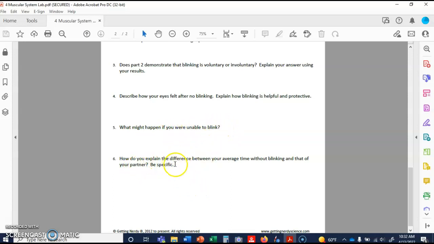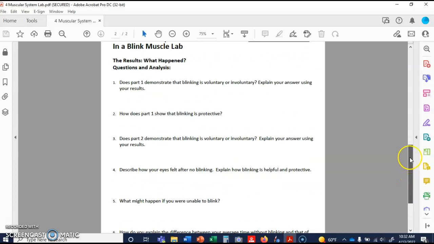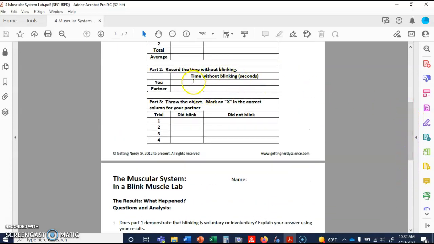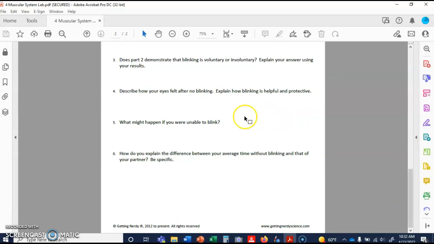Number 6 says, how do you explain the difference between your average time without blinking and that of your partner? We do not expect to have the exact same time right here. There are so many different factors in how long you can hold your eyes open without blinking. So how would you explain that difference between the two? You might want to talk to your partner a little bit about that. Hey, do you have allergies? Is there something that affects how often you blink or why you blink or when you don't blink?